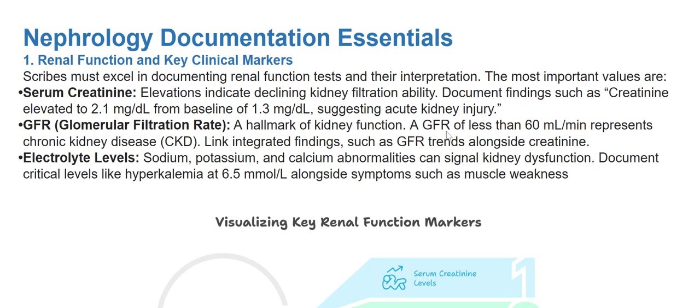A GFR of less than 60 ml per minute represents chronic kidney disease (CKD). Link integrated findings such as GFR trends alongside creatinine. Electrolyte levels: sodium, potassium, and calcium abnormalities can signal kidney dysfunction. Document critical levels like hyperkalemia at 6.5 millimoles per liter, alongside symptoms such as muscle weakness. And here's a diagram visualizing key renal function markers. As shown, renal function documentation covers serum creatinine levels, GFR trends, and electrolyte abnormalities.